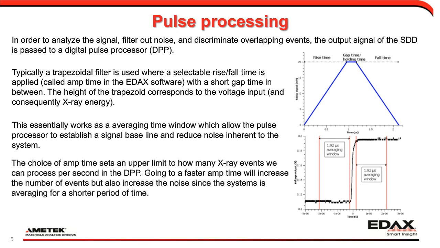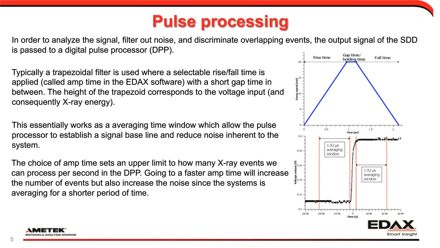So of course, again, we have a limitation here. For a given amp time, there's an upper limit to how many X-ray events we can process per second. Since we only process one X-ray event at a time, and we have here 2 times 1.92 microseconds, we have roughly 4 microseconds total process time per X-ray. That gives us an inherent limit to how many X-rays we can process.